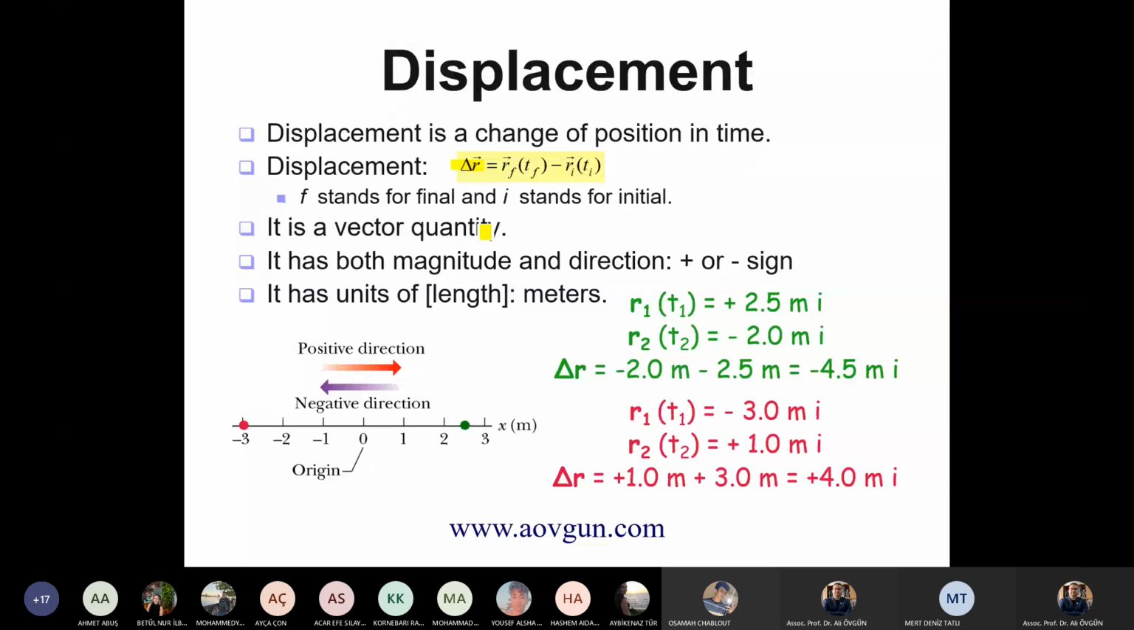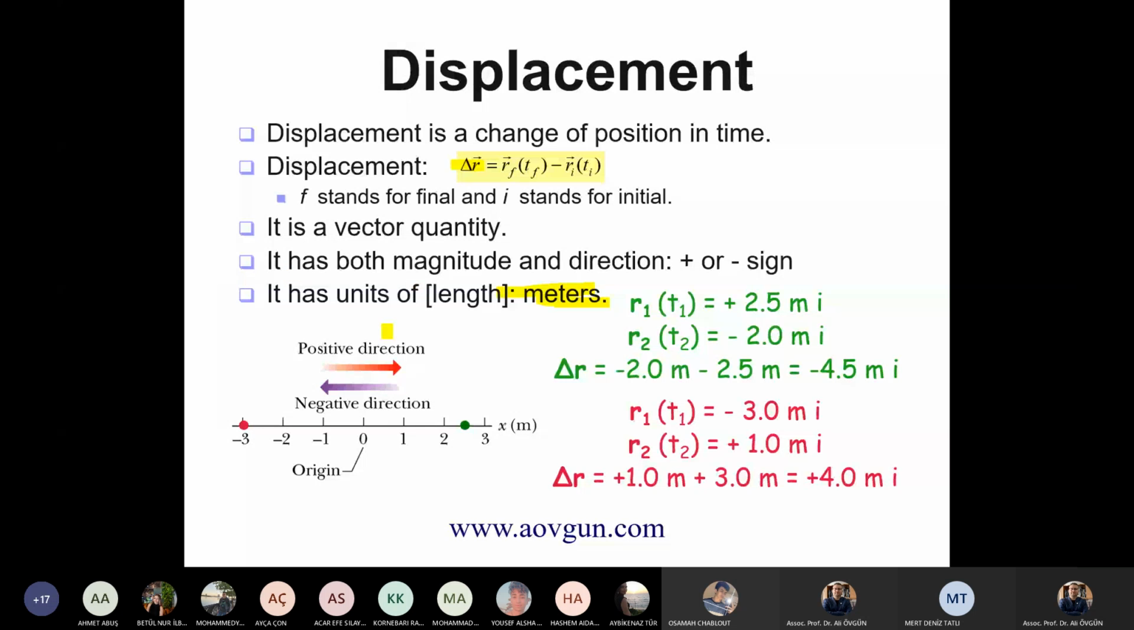So the displacement is a vector quantity. It has both magnitude and direction. It can be positive or negative. And the unit for the displacement is meter.